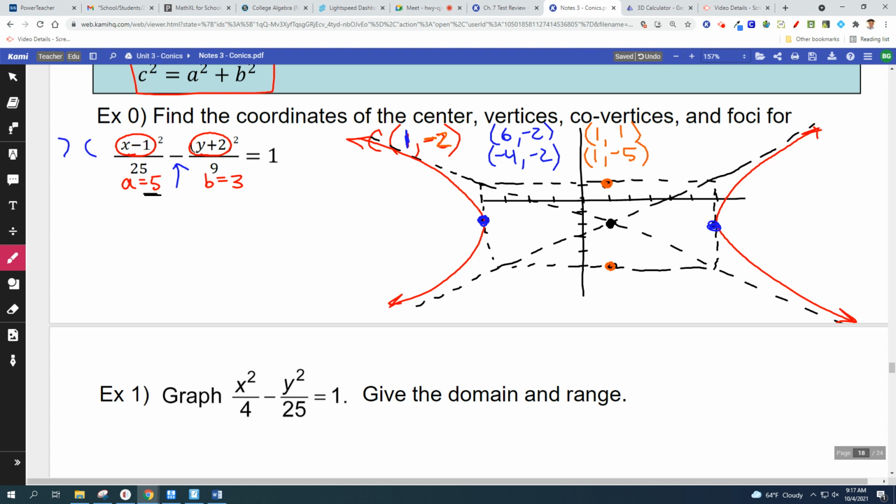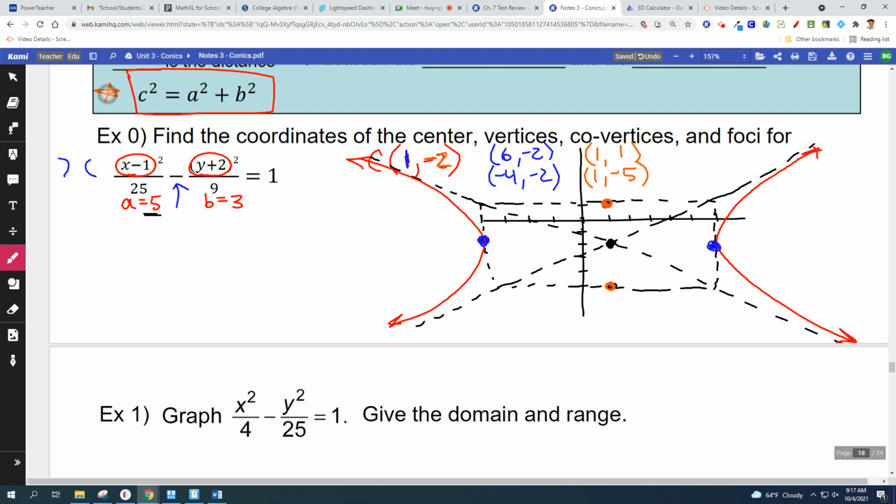And the only thing I don't have on here is the foci. And for the foci, you're going to need this equation up at the top here. c squared equals a squared plus b squared. We've got a squared is 25 and b squared is 9. 25 plus 9 is 34. c squared equals 34. So we're going to need to square root that.